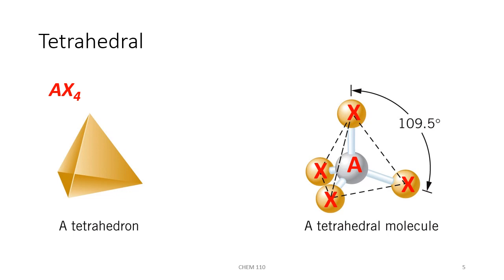The third major shape is tetrahedral. The molecule form for tetrahedral is AX4. That means that we have 4 outer atoms surrounding our central atom, and the shape is similar to the geometric shape of a tetrahedron. So at the corners of a tetrahedron, that's where our X's would be in this molecular shape, and we would have our central atom somewhere in the middle there. The bond angles for a tetrahedral molecule are approximately 109.5 degrees.